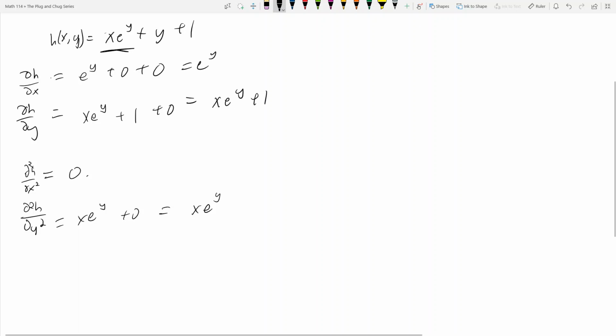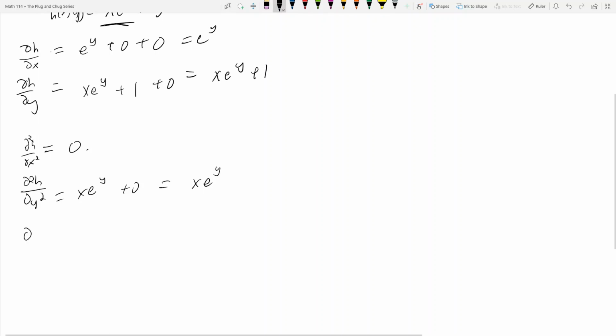So the second partial with respect to x is d squared h dx squared, and the second partial with respect to y is d squared h dy squared, and that's x e to the y. All right, cool. Now what do we have? We have mixed partials. So now we've got d squared h dx dy.